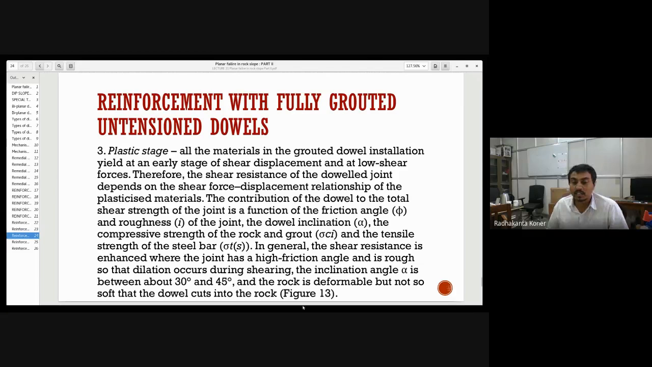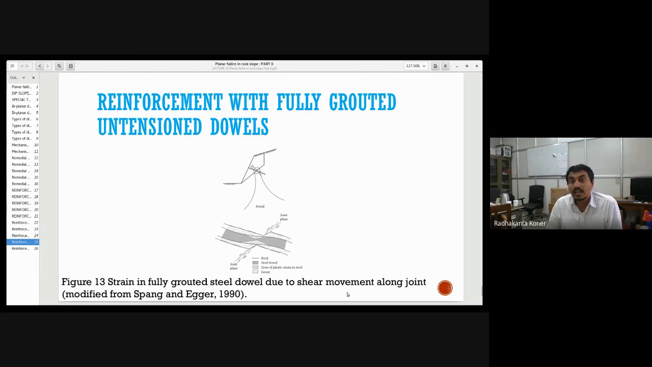So the plastic stage is not expected as per design, but in the long run it is always a reality. So we have also considered this stage, the plastic one. This is a kind of installation of the dowels that is followed in the field. This has been taken from the Spang and Egger 1990 work. They have shown how to install this kind of dowels.